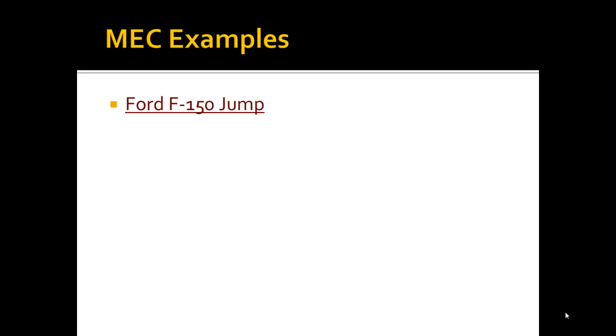Now let's see if we can identify a means end chain in an actual commercial. This is a commercial for a Ford F-150 pickup truck entitled Jump.